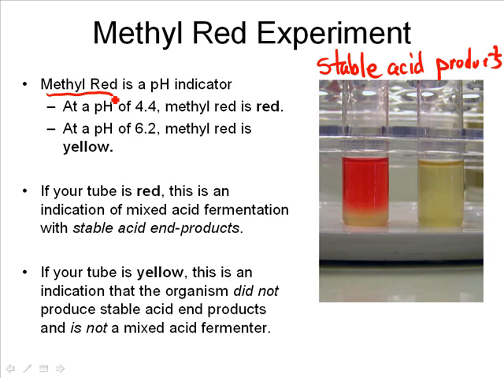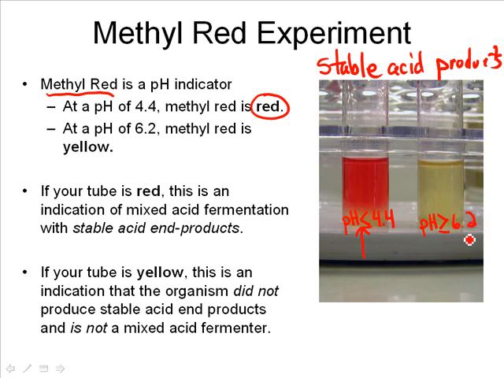Now, Methyl Red as a pH indicator works as follows. At a pH of 4.4 or less, the addition of methyl red will turn the tube red. So when I look at that tube on the left, what that indicates to me is the pH is less than or equal to 4.4. However, at a pH greater than 6.2, methyl red turns the tube yellow. So when I look here in the tube on the right, that tells me that the pH is greater than or equal to 6.2.